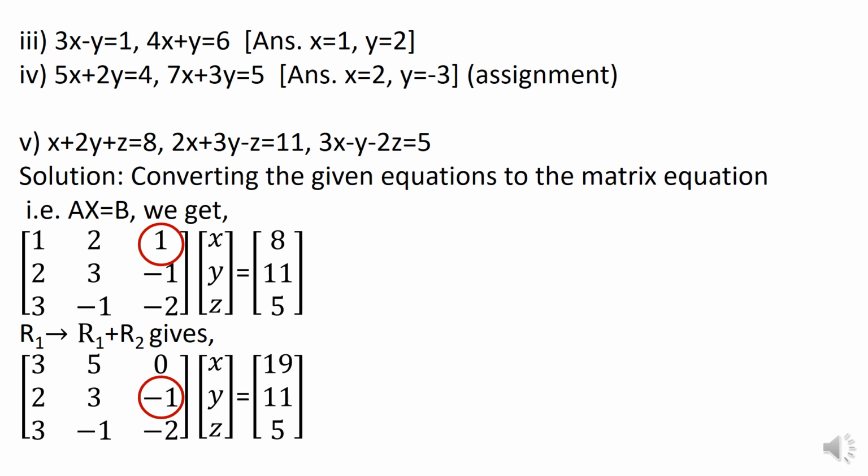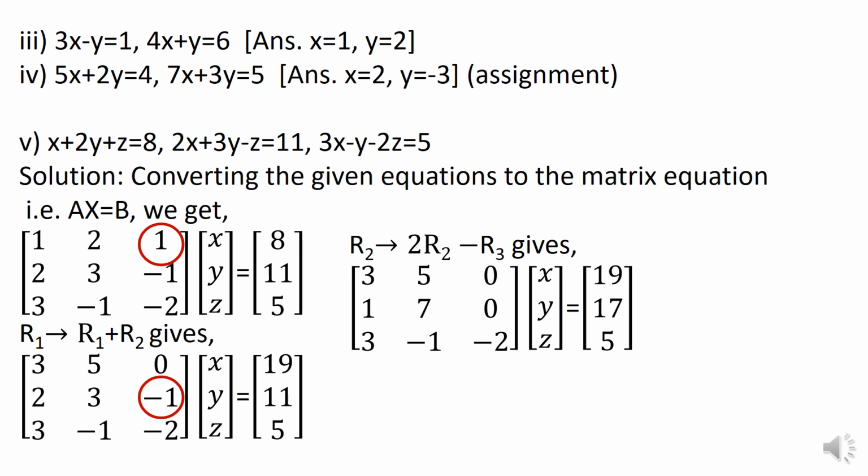Next step, we convert that minus 1 to 0 by doing this particular operation, that is 2R2 minus R3. R2 is changing to 2R2 minus R3, which gives us this particular equation. Observe that R2 has been transformed now.